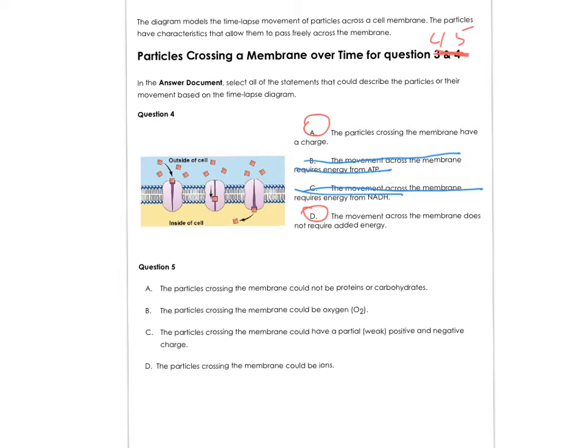Proteins and carbohydrates tend to be large. They tend to have polar regions, and because of that, they were not going to pass the membrane easily. Some smaller proteins might, but most proteins and carbohydrates are not going to pass through this membrane without help. This protein could be giving small proteins and carbohydrates help to cross the membrane. That is true. So because they could be, this answer is not right, because it says could not be.